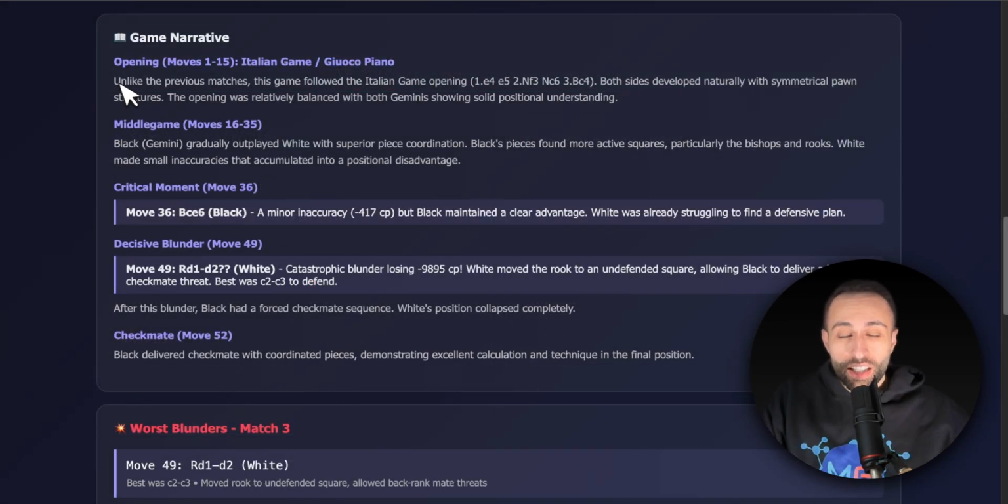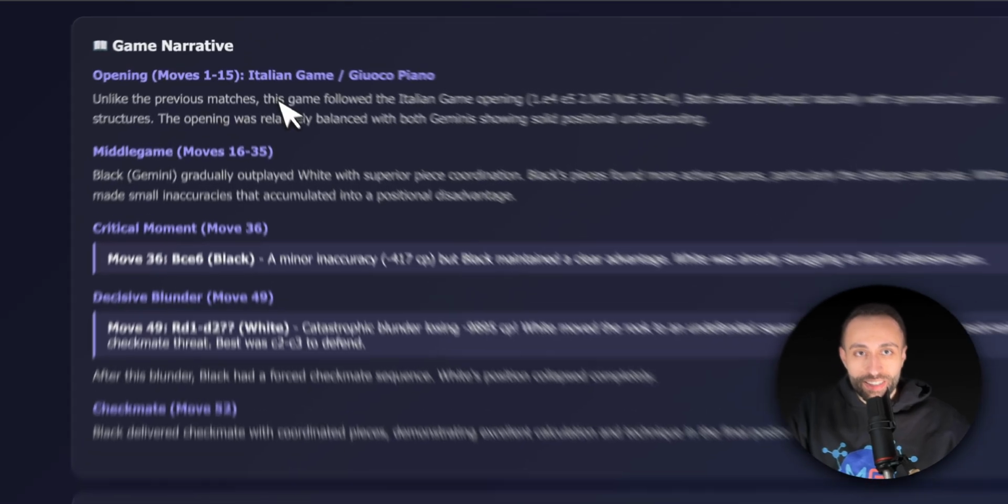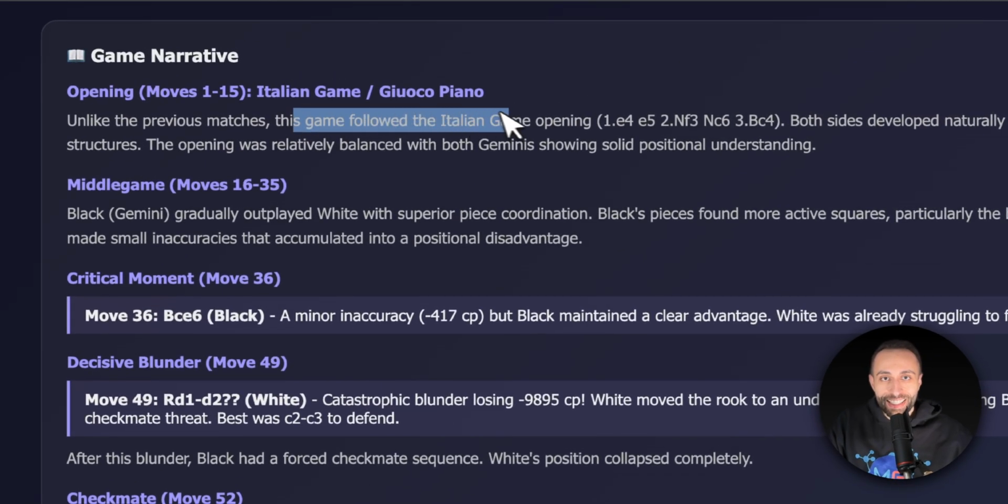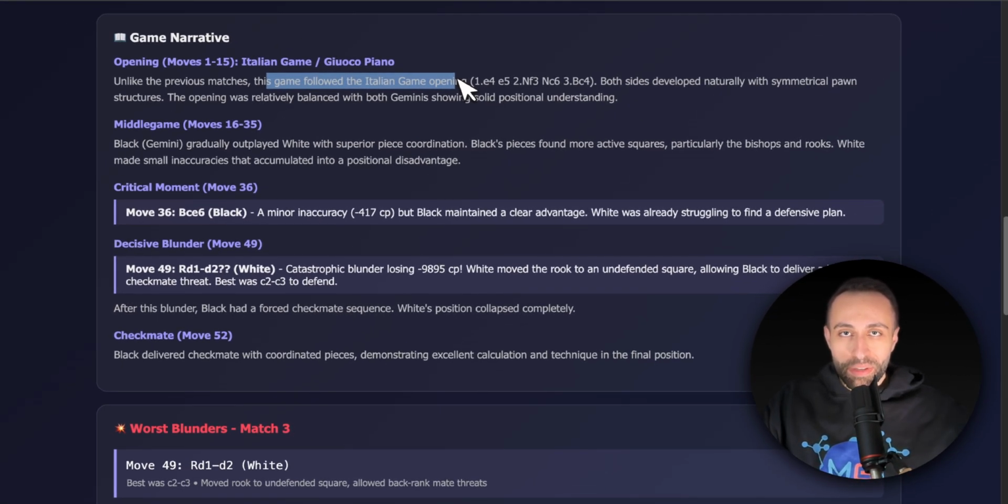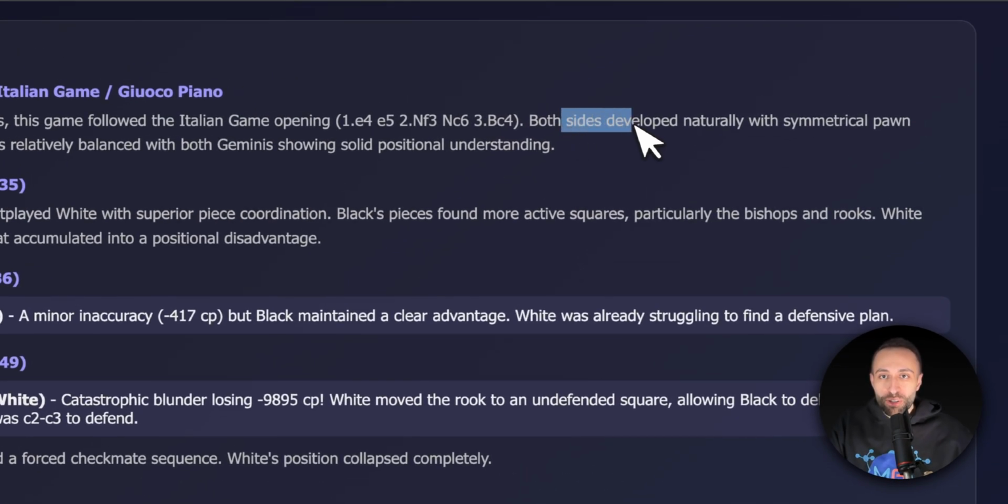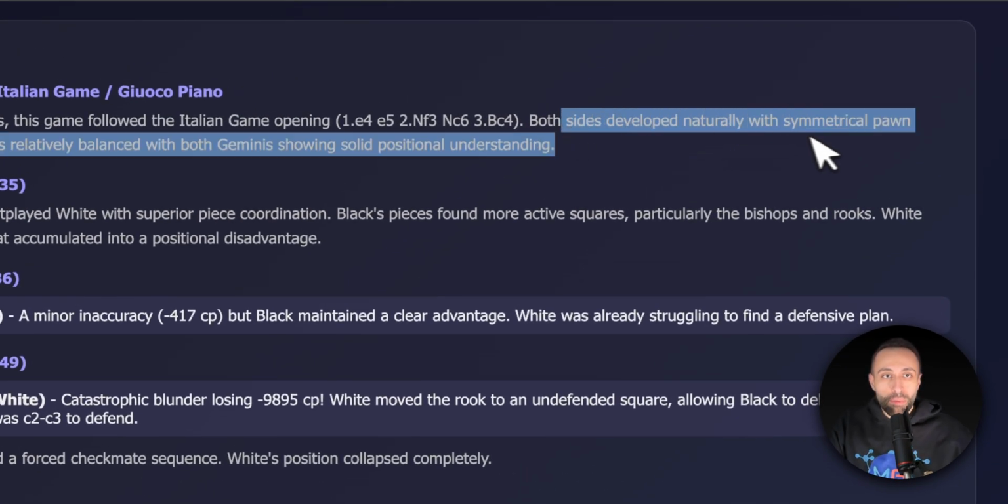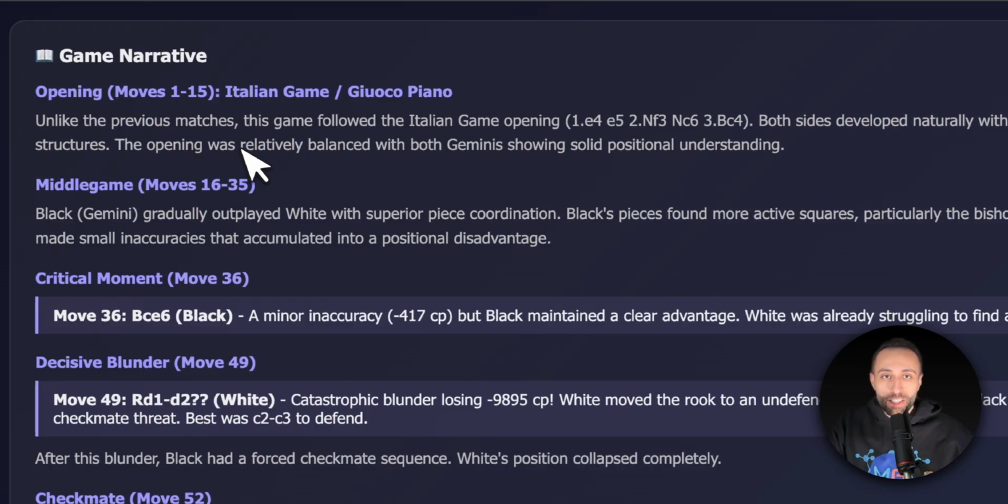Check this out. Unlike the other matches that we just discussed, this game started with the Italian Game opening. So you can see the strategy is totally different, because the best model is competing against itself, so everything has changed. Both sides developed naturally with symmetrical pawn structures. The opening was relatively balanced, with both Geminis showing solid positional understanding. Great.